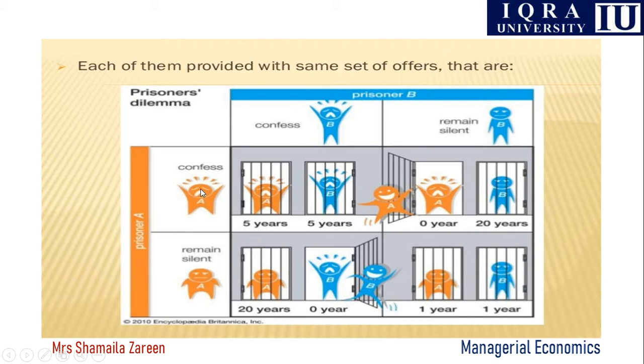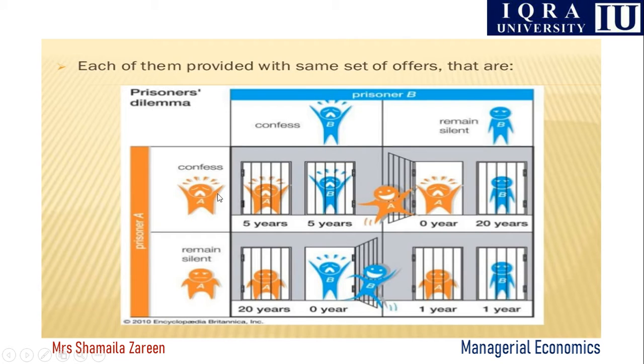When prisoner A will confess, prisoner B has two options, so he will confess. If prisoner A will remain silent, prisoner B has two options, confess or remain silent. He will also confess. So confess is always the best option for prisoner B. Whatever prisoner A will do, prisoner B will always confess. This is 5 years.